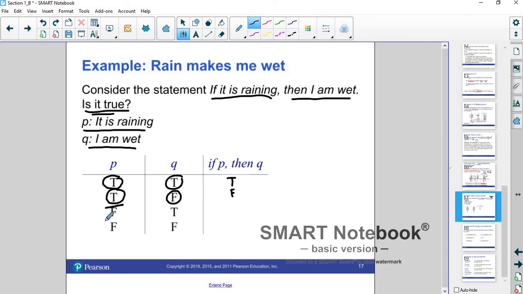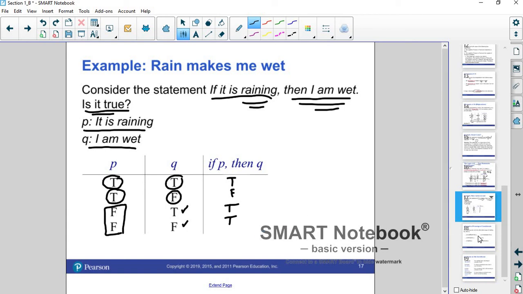However, if it's not raining out, if it's sunny, okay, if it's not raining, it's a little bit cloudy, but it's not raining, that's P is false. Then it doesn't matter whether I am wet for some reason. Maybe I perspire a lot. Maybe I fell into a pool. Who knows? But it doesn't matter whether I'm wet or I'm not wet. You can't tell me if the rain will make me wet. And since you can't prove me wrong, you have to assume that it's true. And so therefore, the statement, if it is raining, then I am wet, is automatically true if it's not raining.